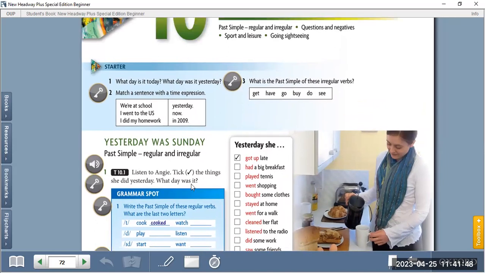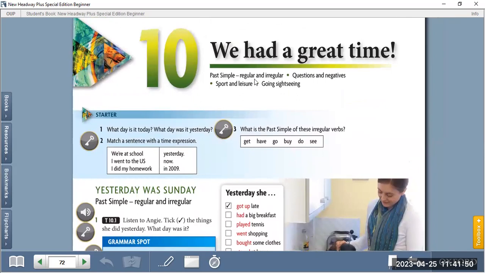So that is all. As we said, we are going to study past simple and past simple regular and irregular verbs, questions and negative forms. Okay, so we are going to continue sports and leisure and going shopping in the next lesson.